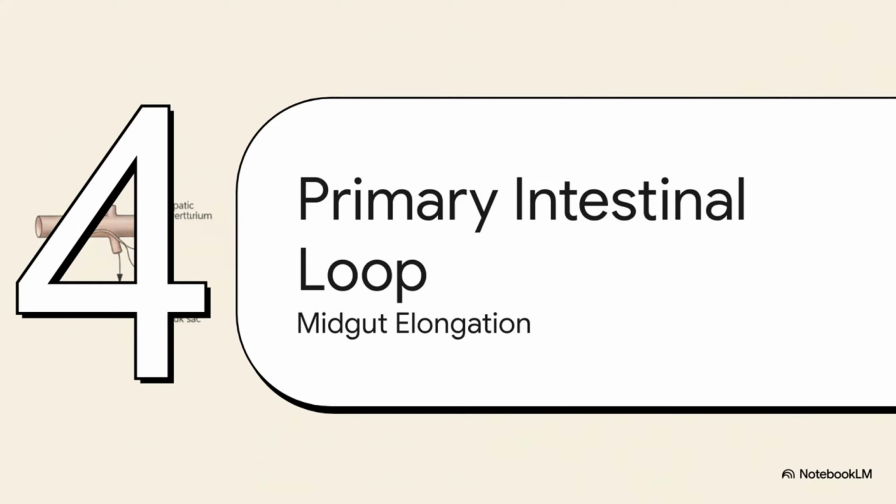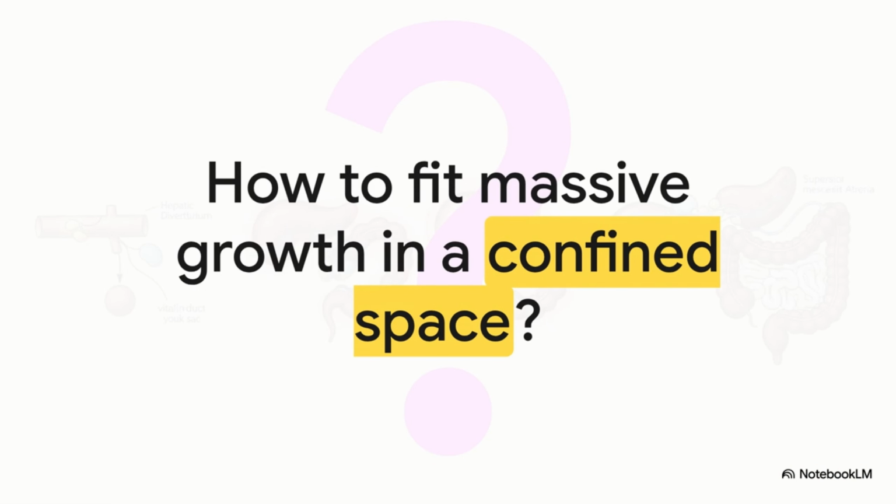All right, transitioning to Section 4, midgut, primary intestinal loop. We are moving distally down the gut tube now into a phase defined by explosive, rapid growth. I want you to picture the abdominal cavity of the embryo at this exact stage.